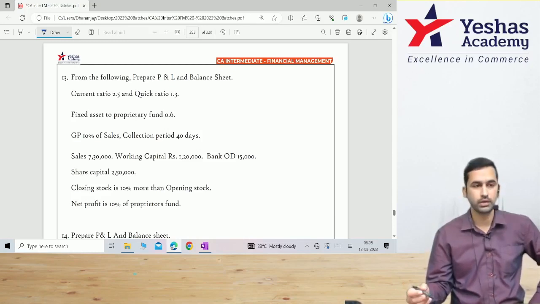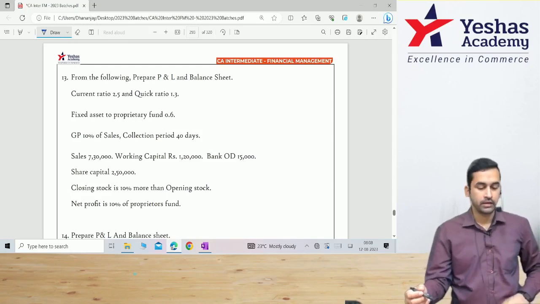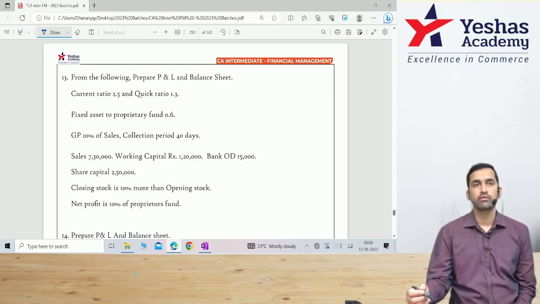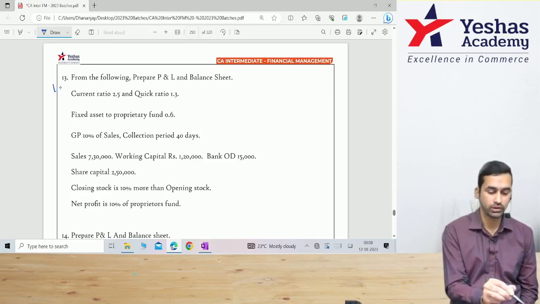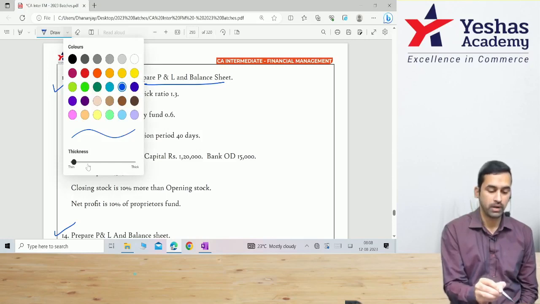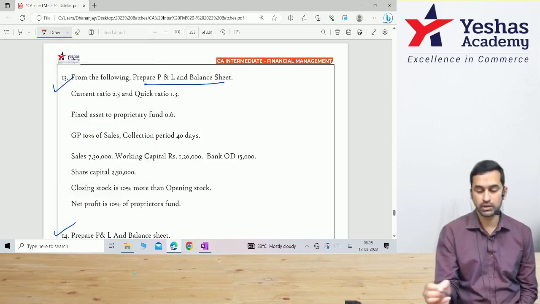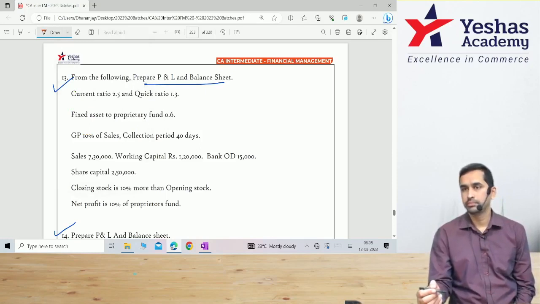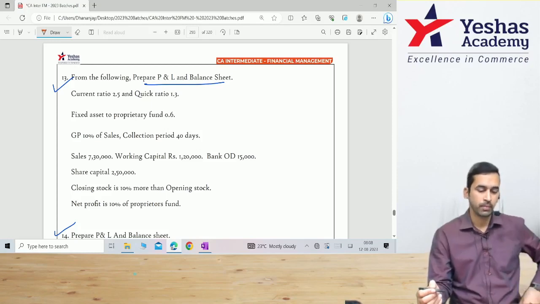Question number 30. Next two questions, we will learn preparation of both P&L as well as balance sheet. Mark both questions as important. Preparation of P&L as well as balance sheet.